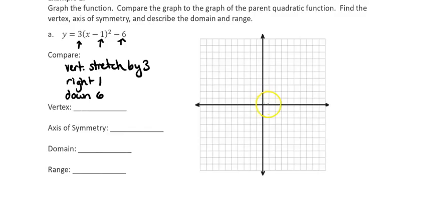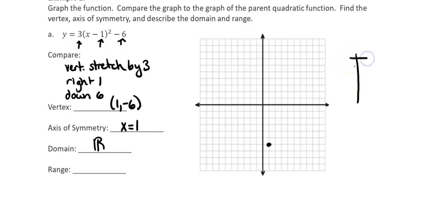So because we go right 1 and down 6, you can see our vertex right here is at 1, negative 6, which makes sense because you see right 1, down 6. Our axis of symmetry is going to be x equals 1. Our domain is going to be all real numbers. Let's go ahead and graph it first before we finish the rest of this.